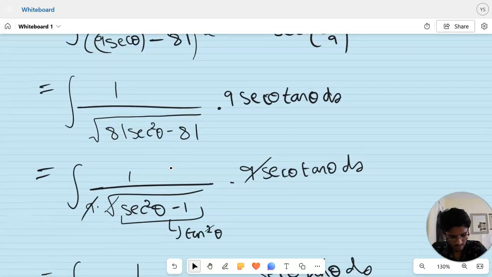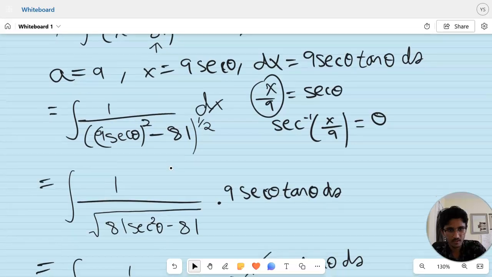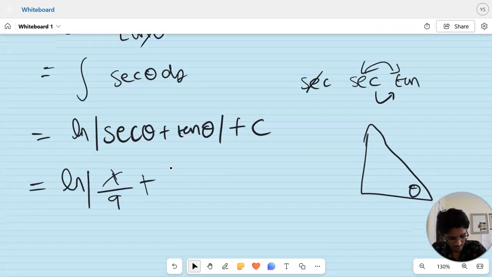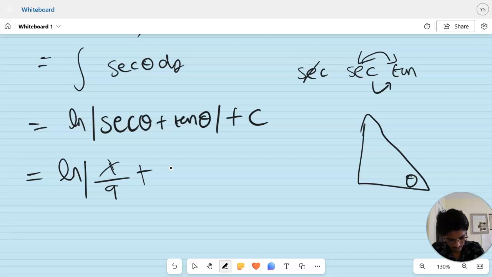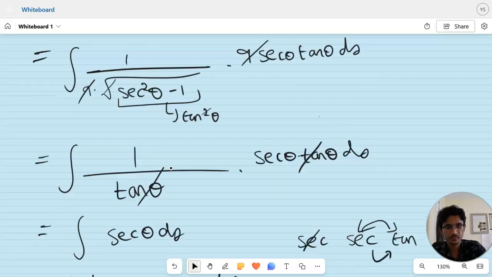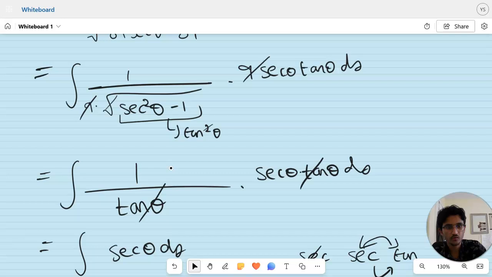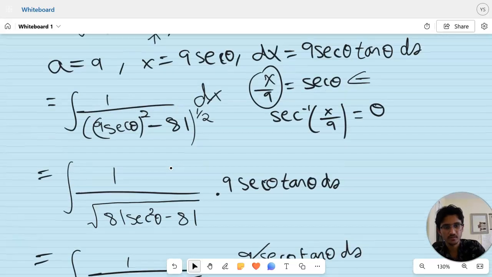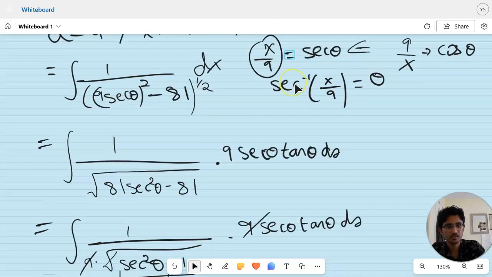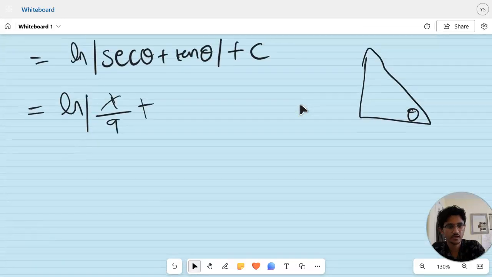So as we figured out before, secant theta is 1 over cosine. If we flip this, we get 9 divided by x, and that is our cosine theta, just to make things a bit simpler. So 9 over x is our cosine theta.